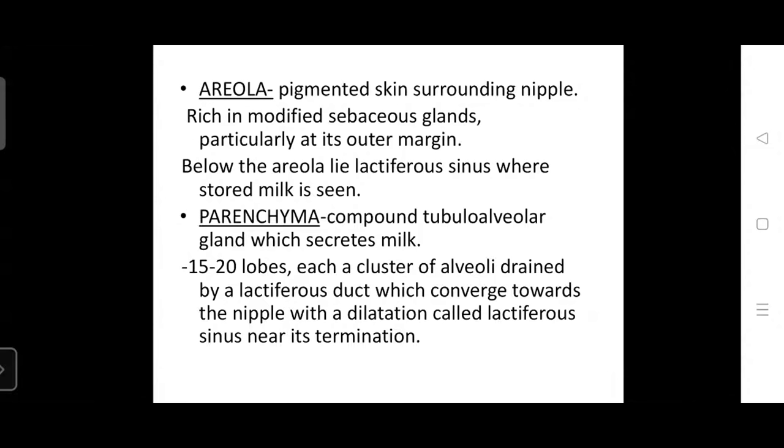The parenchyma of the breast is composed of tubulo-alveolar glands which secrete milk. It consists of 15 to 20 lobes. Each has a cluster of alveoli, which is drained by a lactiferous duct. The lactiferous ducts converge towards the nipple and have a dilatation called the lactiferous sinus near the termination. The lining epithelium of the alveoli is a cuboidal epithelium.